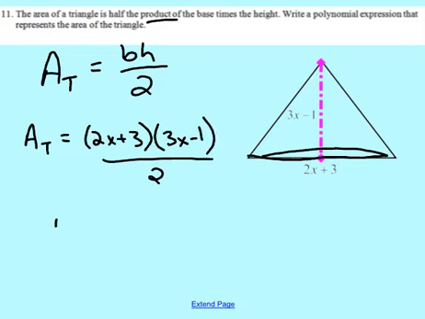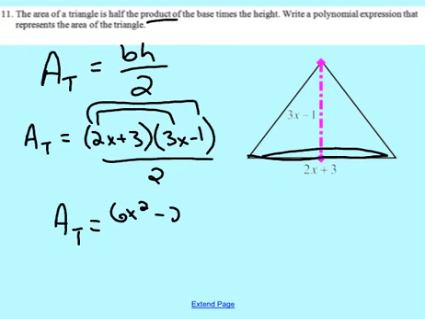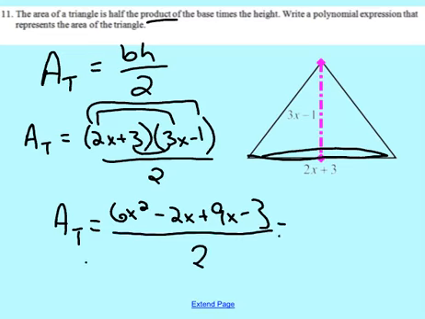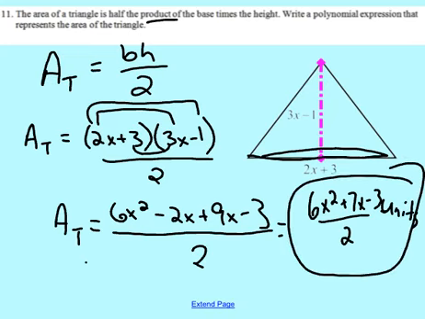Divided by 2. Area of a triangle equals 2x times 3x is 6x squared. 2x times negative 1 is minus 2x. 3 times 3x is plus 9x. Negative 1 times 3 is minus 3. So this is divided by 2. And this equals 6x squared plus 7x minus 3 divided by 2 units equals the area of the triangle. Right? Those are fun. That's actually something that you might see on an ACT where it says just simplify the expression.